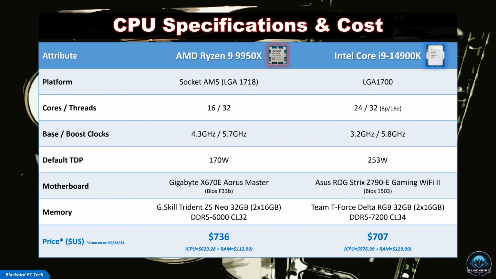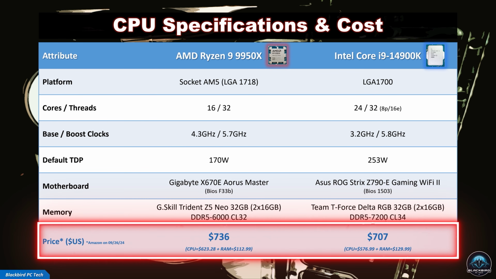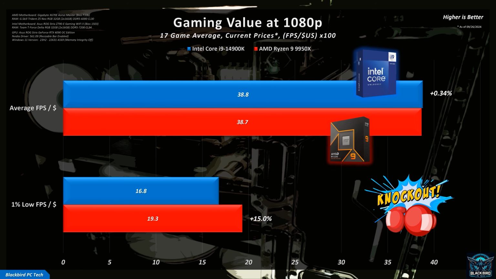Given that gaming performance heavily favors the 9950X, what happens when we look at cost? When you add the cost of the CPU and RAM together, the 14900K 7200 combo is actually around $30 cheaper, or approximately 4% less, than a 9950X 6000 combo at the time of filming this video. If you now convert that into gaming value or FPS per dollar at 1080p, then you get a somewhat mixed result, with the 14900K offering equal value to the 9950X for average FPS, while the 9950X offers significantly better value with respect to 1% lows.